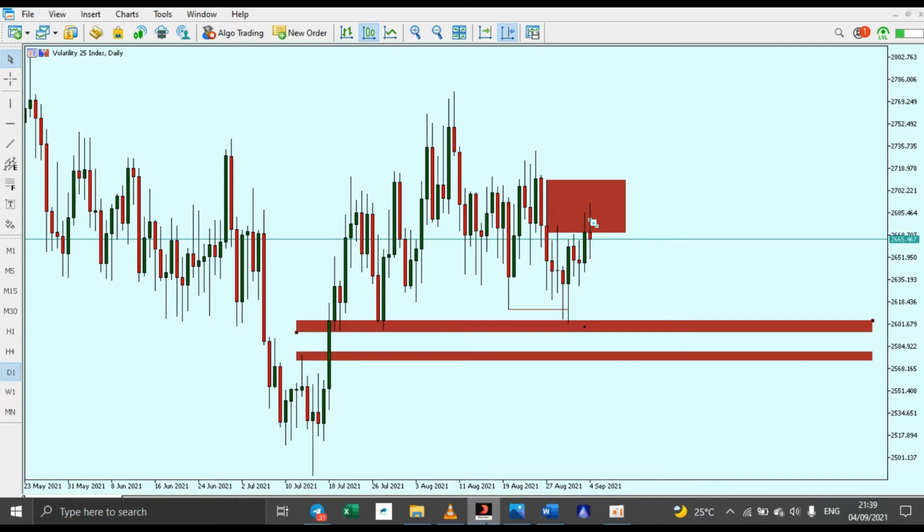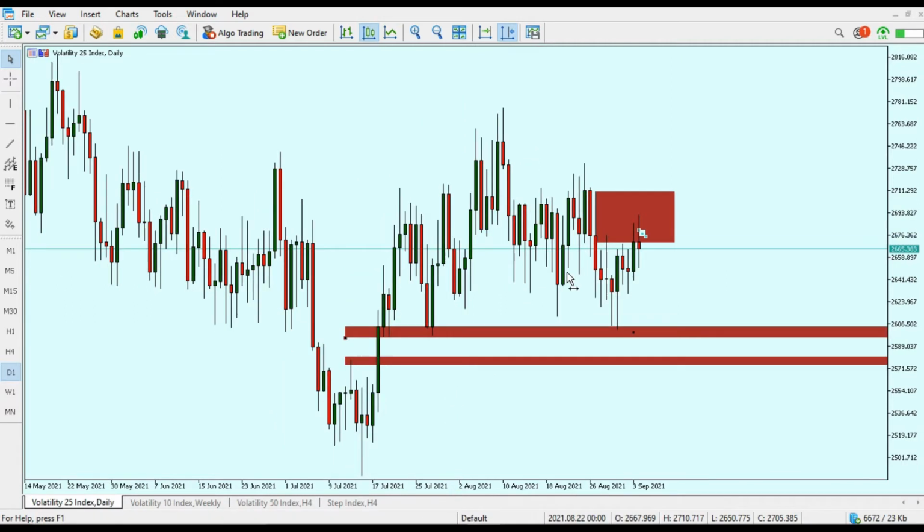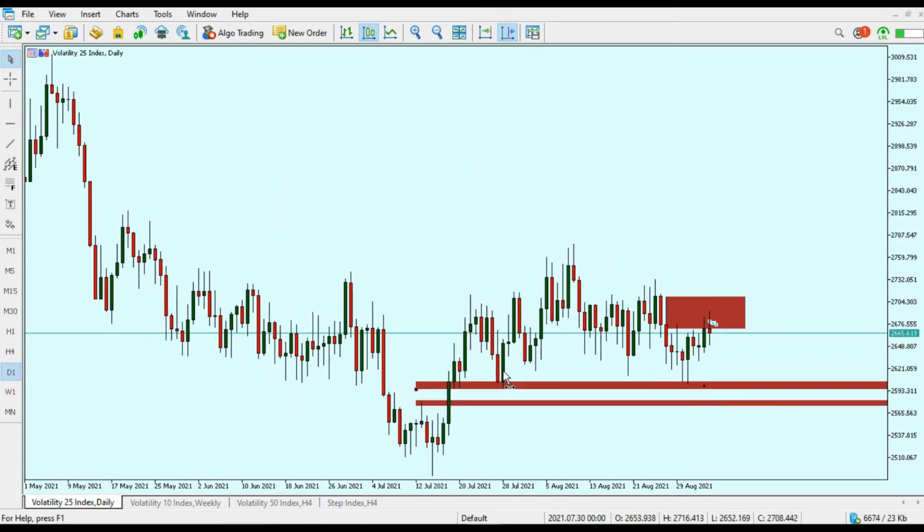So yes, we're going to start with the VIX 25 index, which is the daily chart, where we can see that we are currently in a downtrend, with multiple breaks of market structure here. The daily has broken the market structure here, here and here. So we have a retest going on right now. It had retested to this particular point.